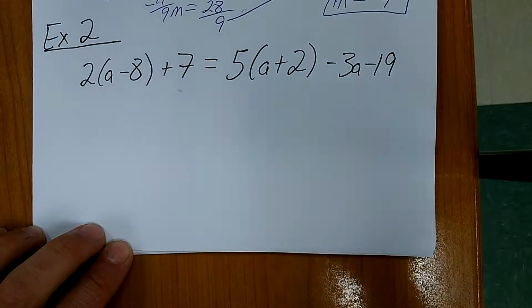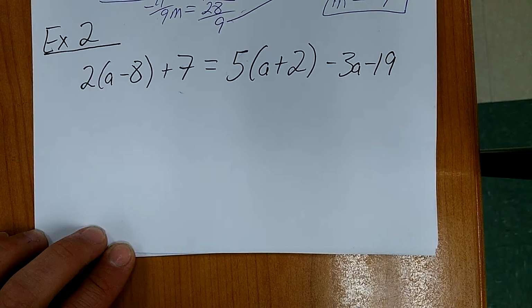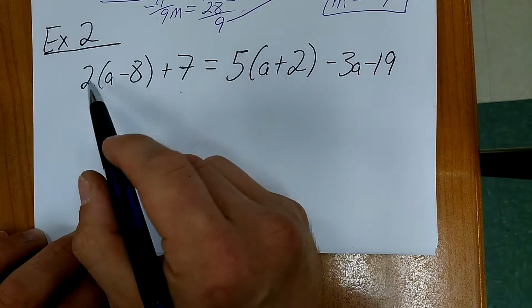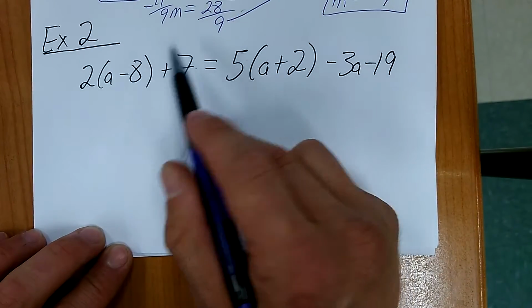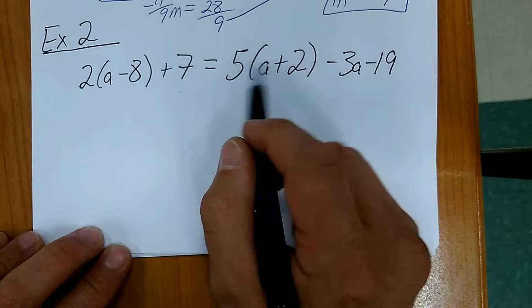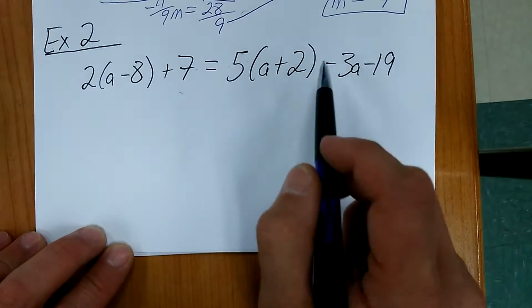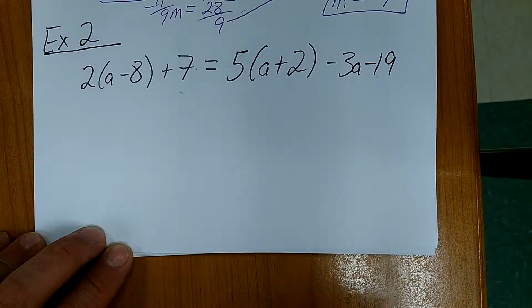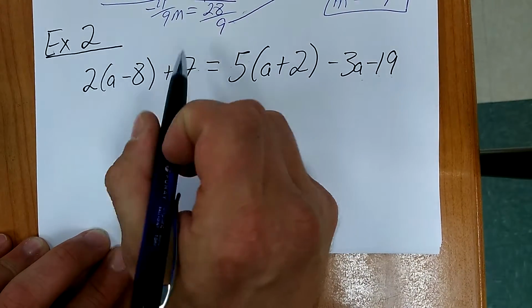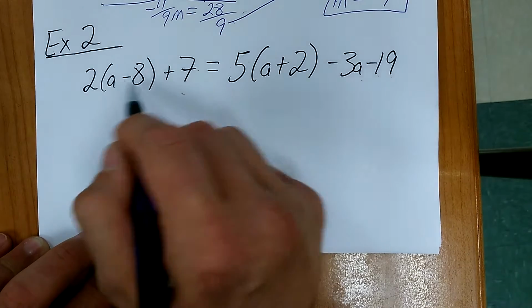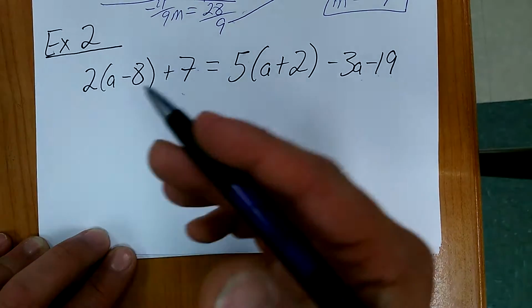In this problem you would read from left to right: 2 times a minus 8, plus 7, on the left-hand side of the equal sign. On the right-hand side, we have 5 times a plus 2, minus 3a, minus 19. Now, on the left-hand side, we need to see if there's anything we can combine. Well, as we look, there's nothing we can combine yet.